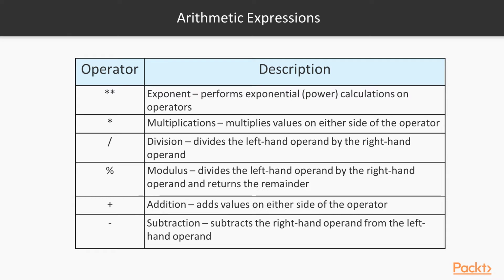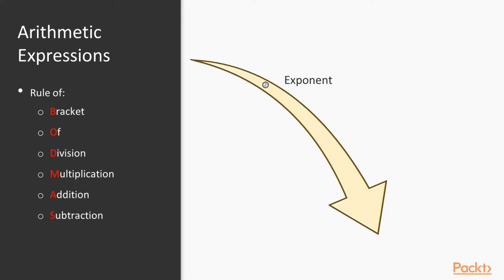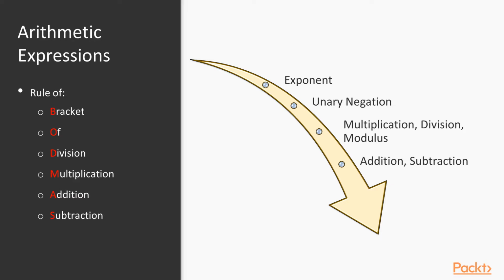Arithmetic expressions in any language comprise operands and operators. The table shows the precedence order. In an arithmetic expression, generally the rule of bracket, of, division, multiplication, addition and subtraction, BODMAS, is followed, and operators have their own precedence order. The decreasing precedence order is exponent, unary negation, multiplication, division, modulus and addition, subtraction.